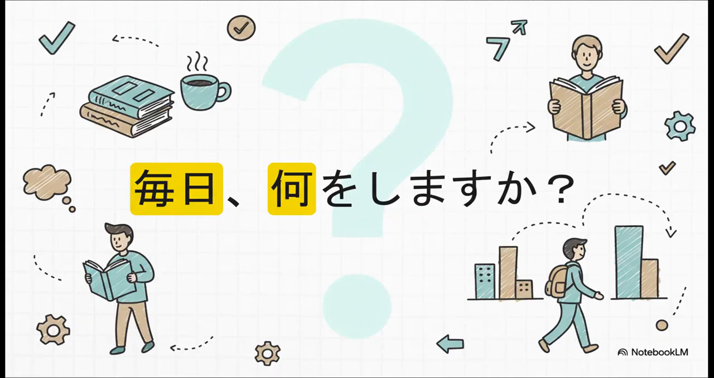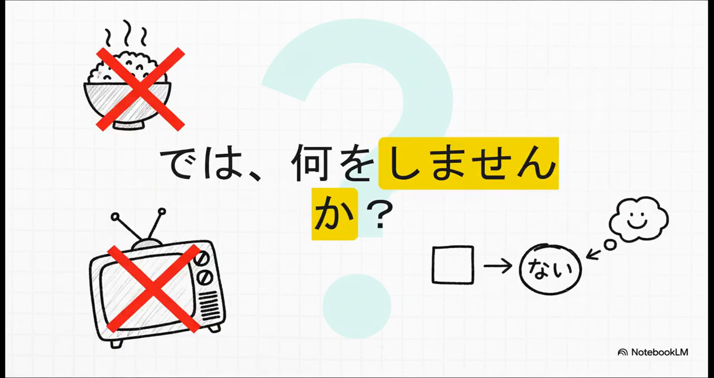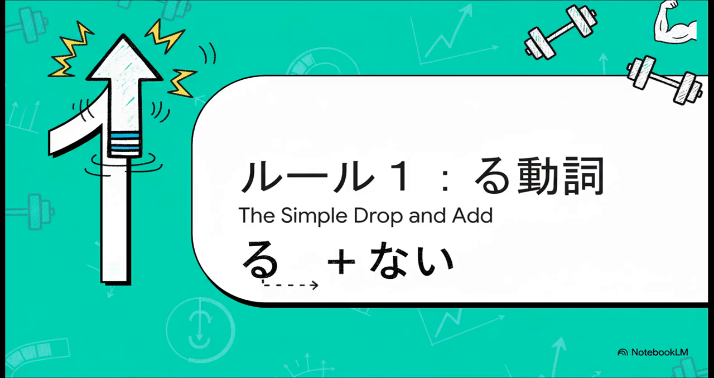So just think for a second about your daily routine. What do you do every single day, right? Maybe you drink coffee, you read a book, you go to work. All of those actions are verbs. But what about all the things you don't do? Maybe you don't eat breakfast, or you don't watch TV. Being able to say that is a huge part of everyday conversation, and it all comes down to mastering one simple thing, the nai form. All right, let's dive in.